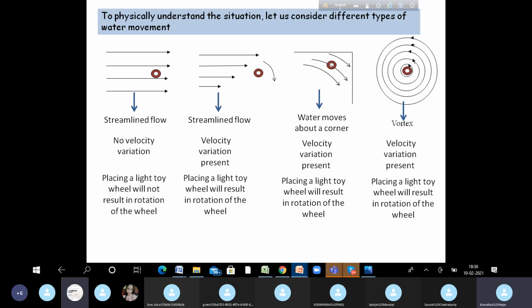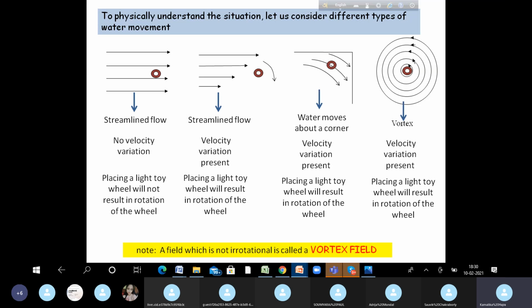It's clear, ma'am. Yes. So, related to this, if a field is not irrotational, then it is called a vortex field. Okay, which sounds good because it is not an absolute vortex, but it is only when there is a change in the velocity that the vector will be rotational, not irrotational, and then it is called a vortex field.